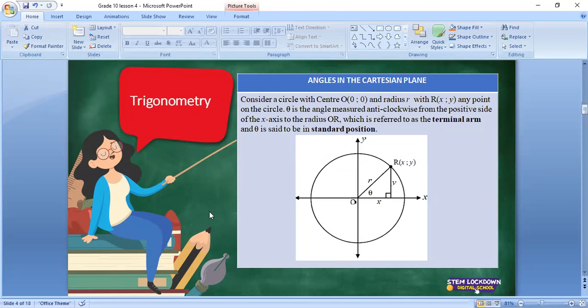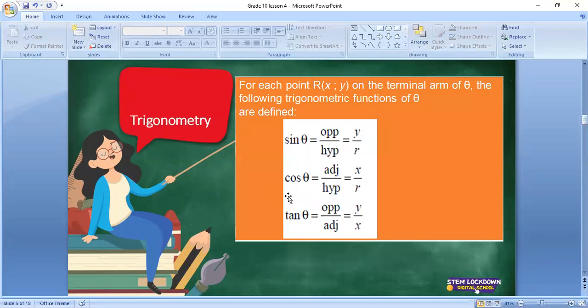Okay, let's see as we go along the other slides, you understand better. So for the first quadrant, we see all the three ratios are positive. Okay, now let's see the next slide.